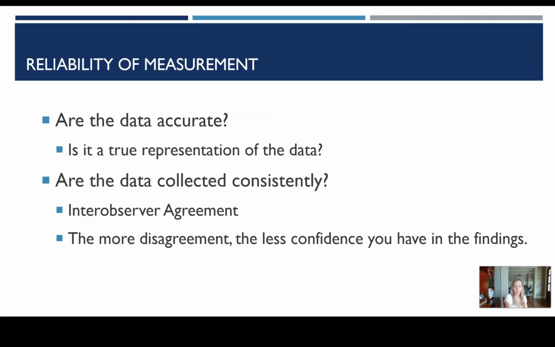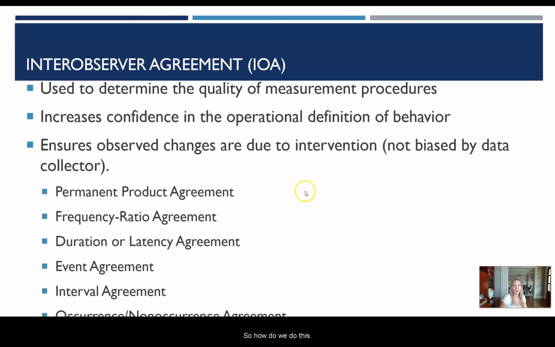Inter-observer agreement, having another person come in and collect data alongside you at the same time and then comparing the data, can show you if there's any disagreement or agreement, which can give you the level of confidence you have in reporting your findings. So how do we do this?